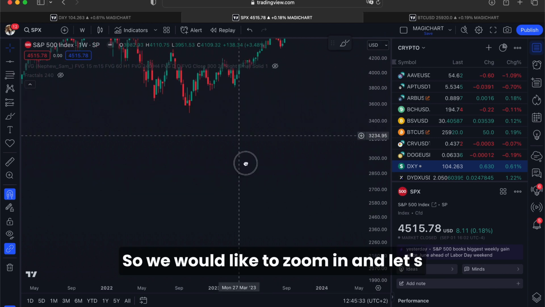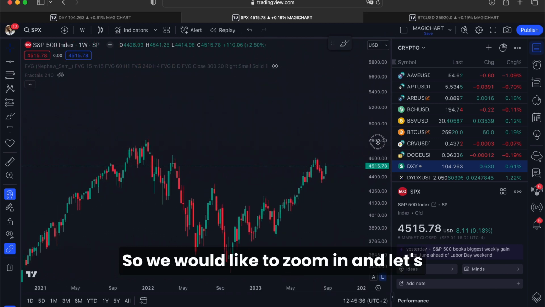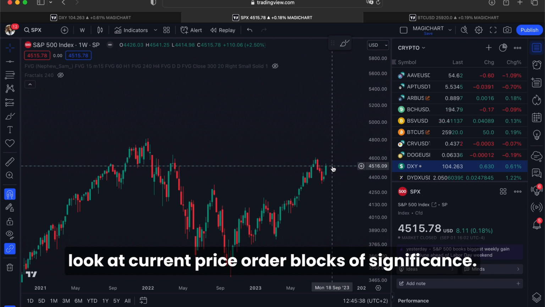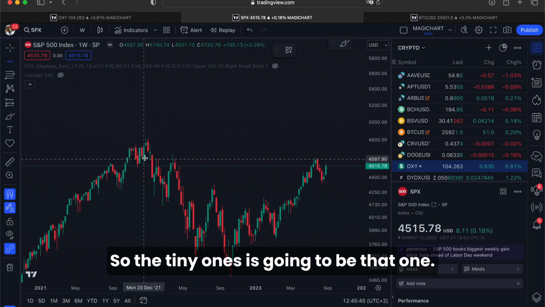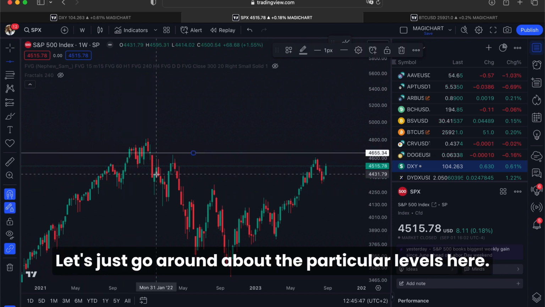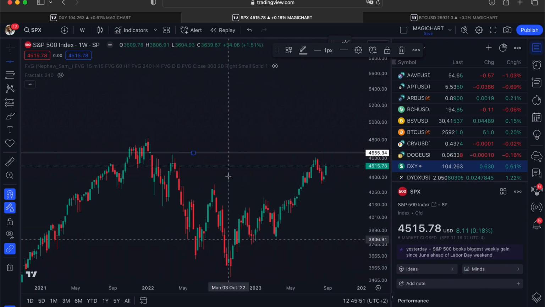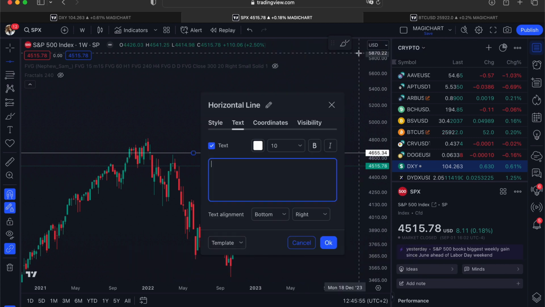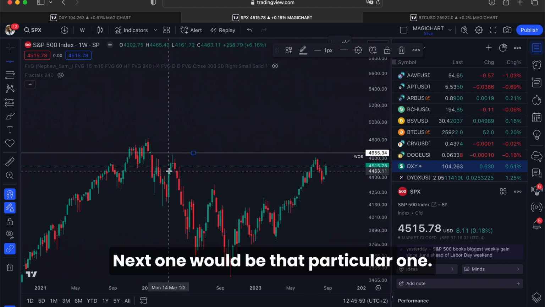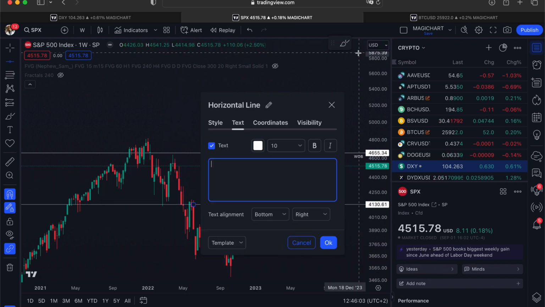So we would like to zoom in and look at current price order blocks of significance. The tiny one is going to be that one. Let's just go around about the particular levels here. Let's just mark them. Okay, the next one would be that particular one.